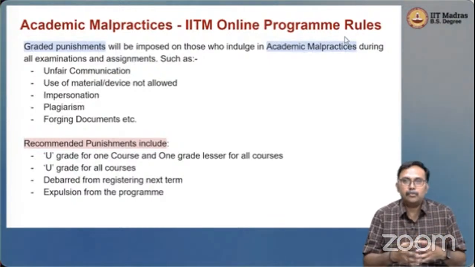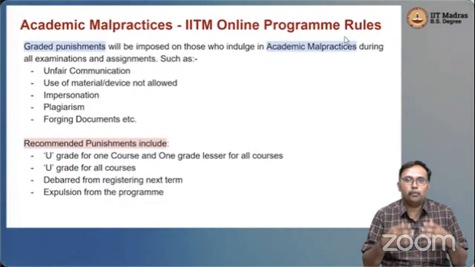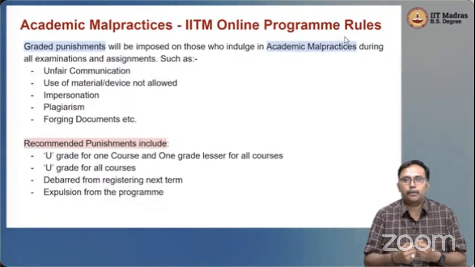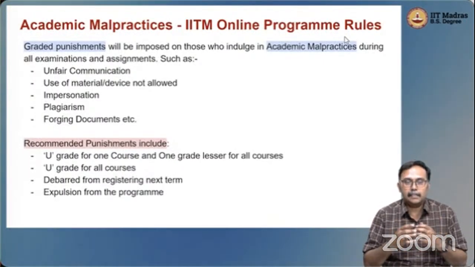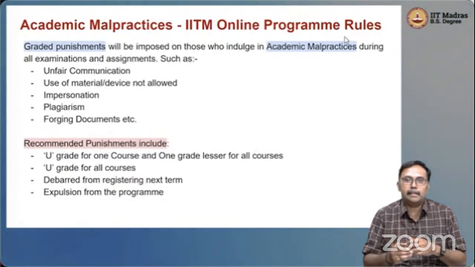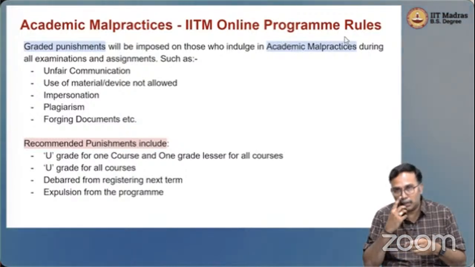Having discussed all this, we now need to look at more serious issues which are important for maintaining the academic integrity of this program, which is the rules which govern the program related to academic malpractices. There is something called graded punishments. These graded punishments will be imposed on anyone who indulges in academic malpractices. This can be during an exam or an assignment. So some of the academic malpractices are listed here, which is unfair communication, use of material or devices which is not permitted, impersonation, plagiarism, and forging of documents, etc.